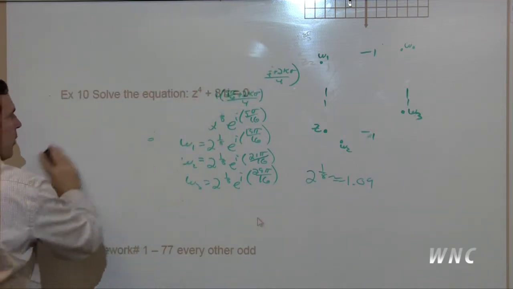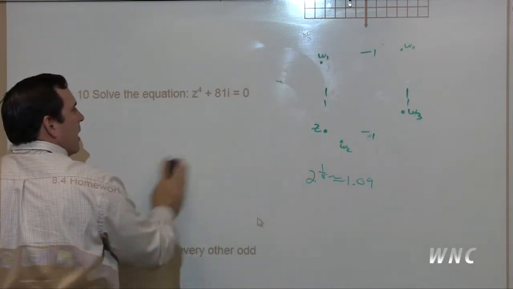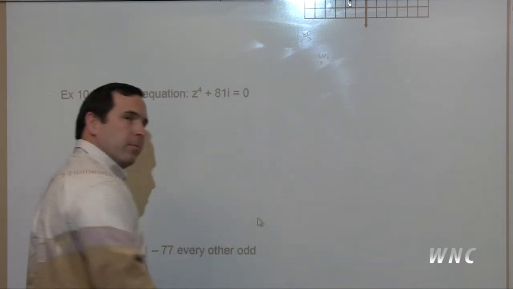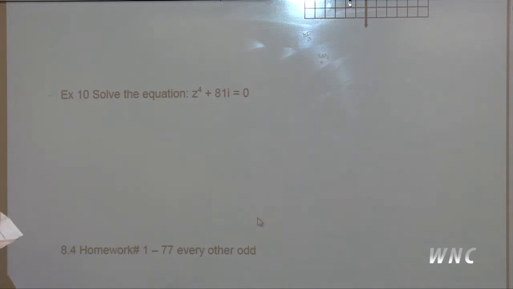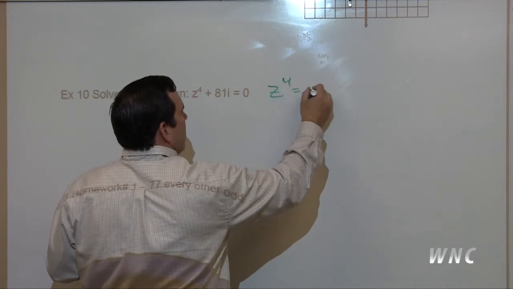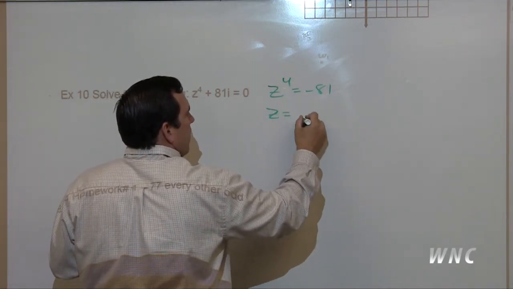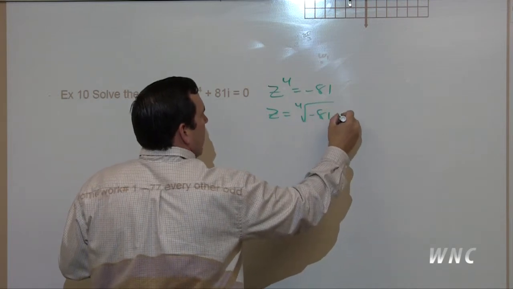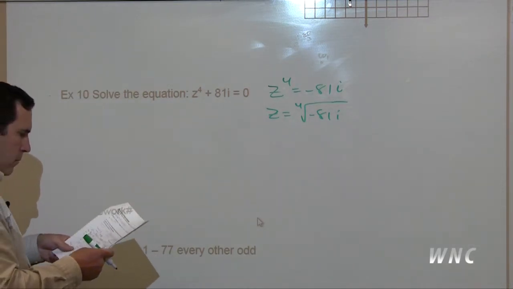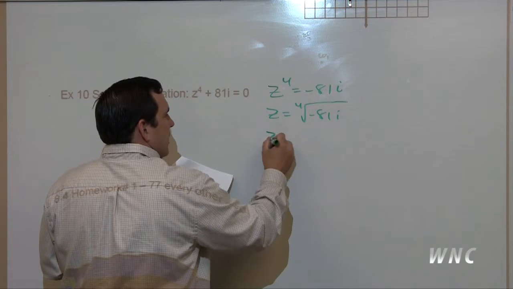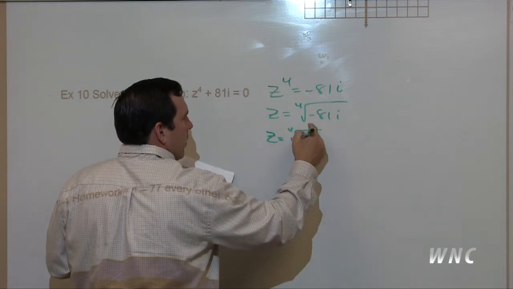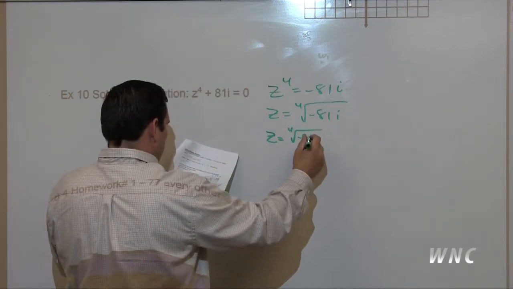So in this one, we're going to solve the equation z to the fourth plus 81i equals 0. And if this was any class before this one, you'd say that's not possible. We can't solve this equation, but we have the skills now. So z to the fourth equals negative 81i. So z is going to be the fourth root of negative 81i. I forgot the i. So z is going to be the fourth root of 81 times negative i.